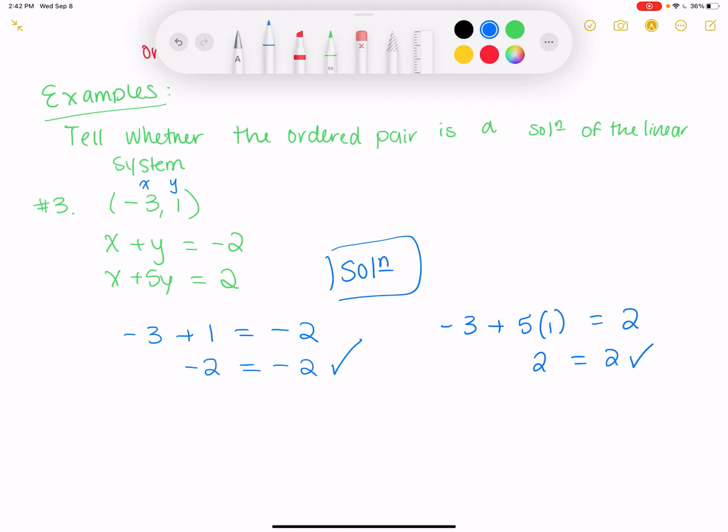So you need to show your work like this. Show that the left side is equal to the right side to show that it's a solution.